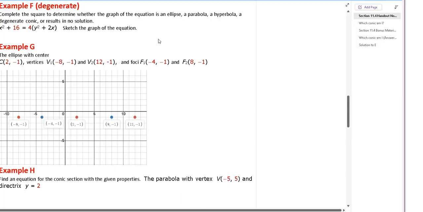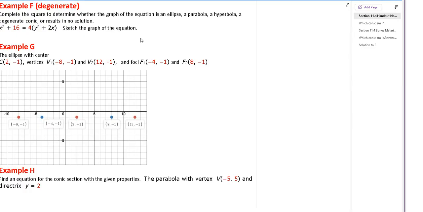It says complete the square to determine whether the graph of the equation is an ellipse, a parabola, a hyperbola, a degenerate conic, or results in no solution. So let's see what happens on this one. I'm just going to copy this down. So example F: we've got x squared plus 16 equals 4 times y squared plus 2x.